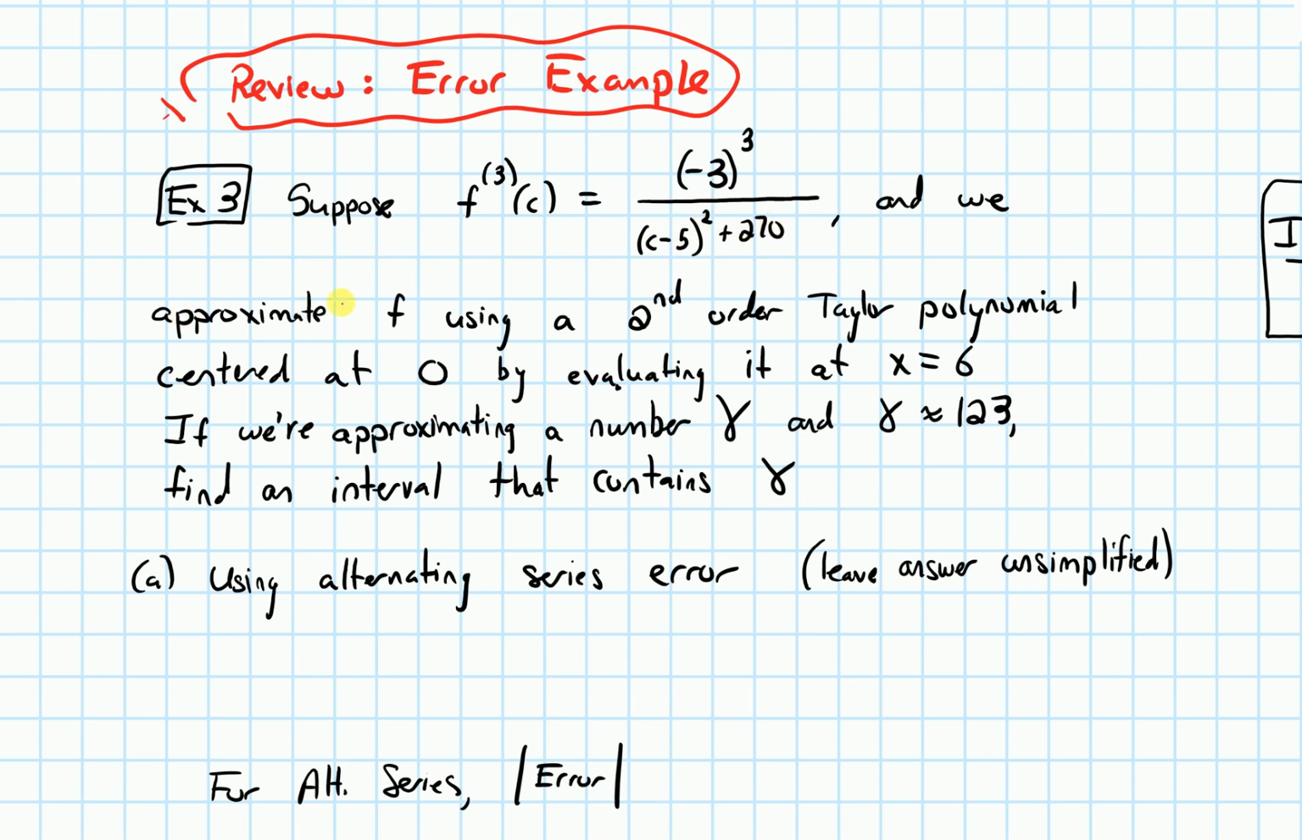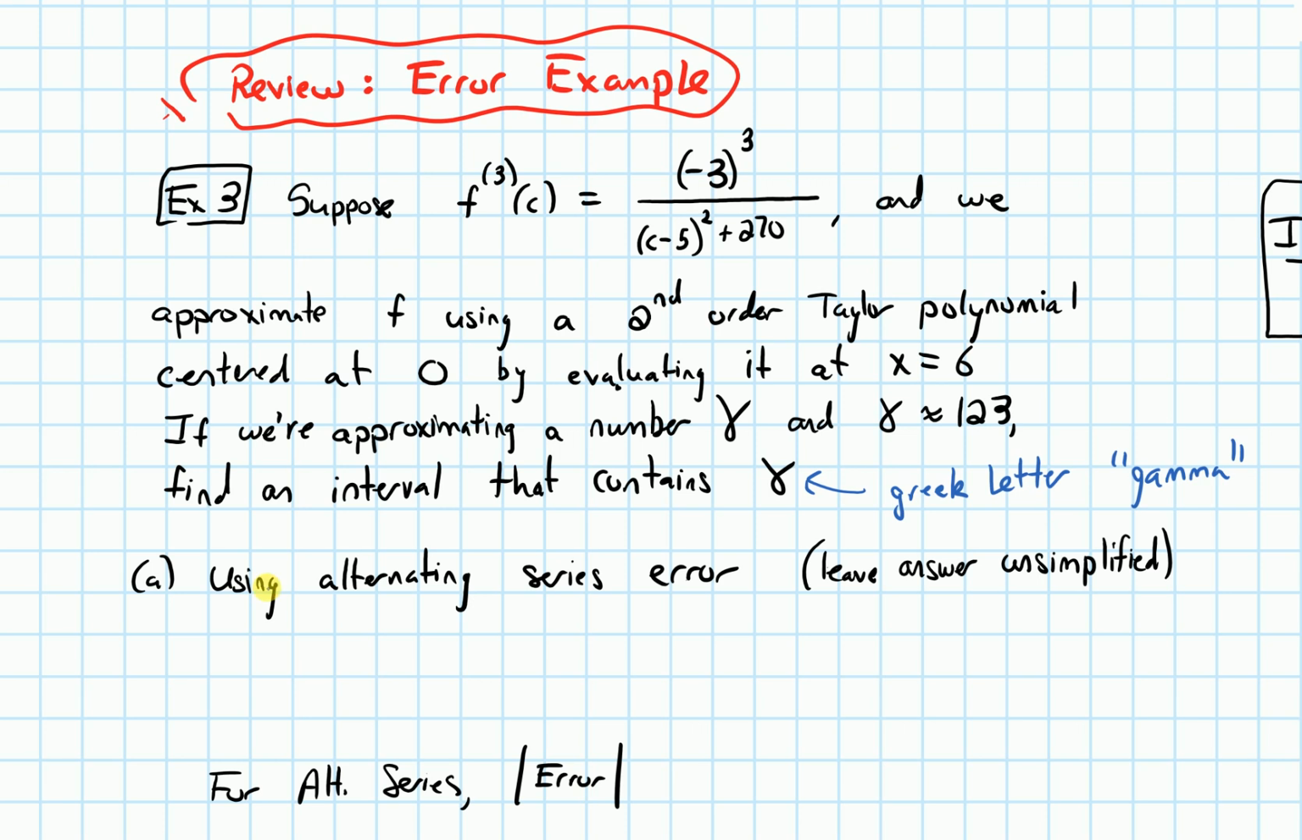And we are approximating the original function f using a second-order Taylor polynomial centered at 0 by evaluating it at x equals 6. If we are approximating a number gamma, this is the Greek letter gamma, so we're approximating some unknown number that we're calling gamma. And our approximation is that gamma is about 123. Find an interval that contains gamma. Part A, using alternating series error, and leave your answer unsimplified.